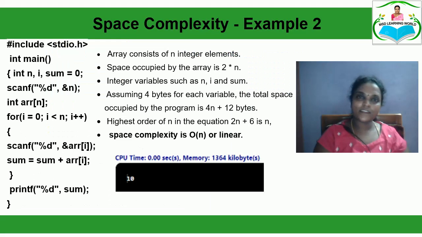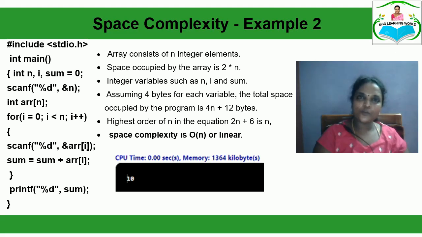Now let us take another example. Here you have 4 variables, out of which 3 are integer variables, that is n, i and sum. And here you have an integer array arr of n. So the number of array values is determined based on the value of n. Suppose you assume that an integer occupies 2 bytes, so the array variable takes 2 into n number of values.